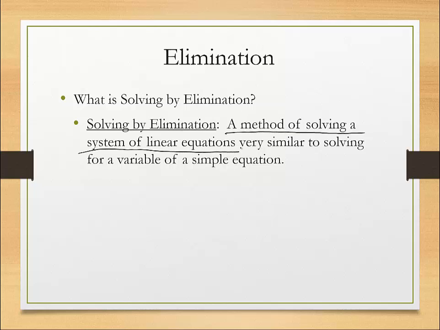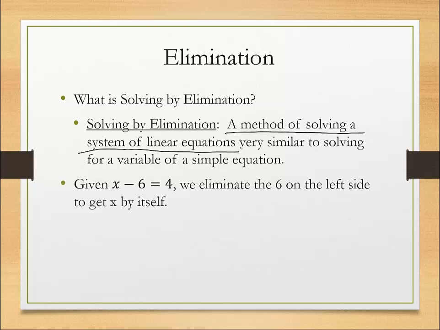It's very similar to solving for a variable of a simple equation, such as, given x minus 6 equals 4, we need to eliminate the 6 on the left side to get x by itself. So, in order to eliminate the 6, we need to add a positive 6 to both sides. Then the 6's will cancel and we're left with x equals 10.